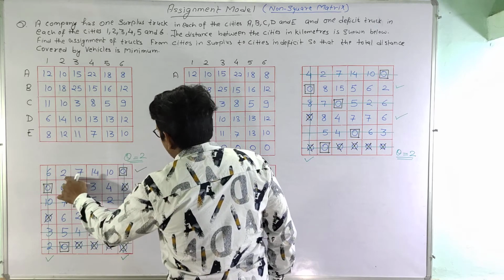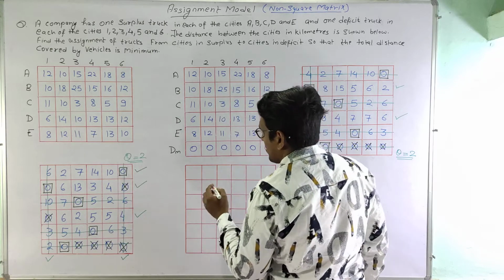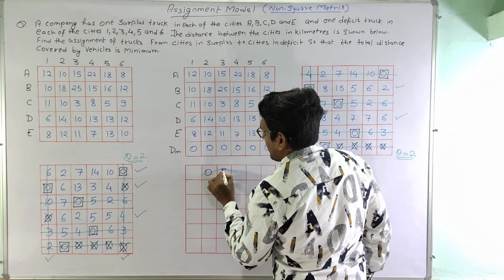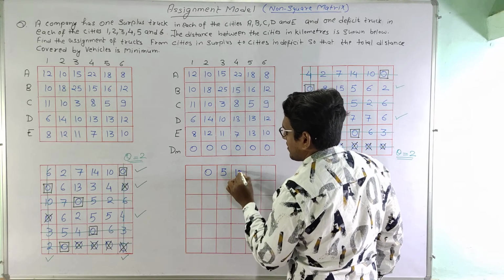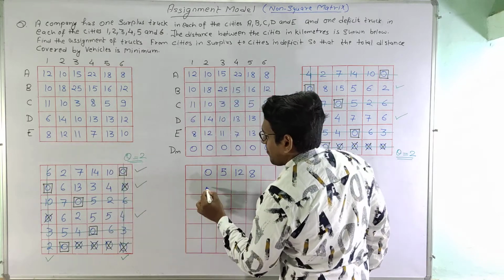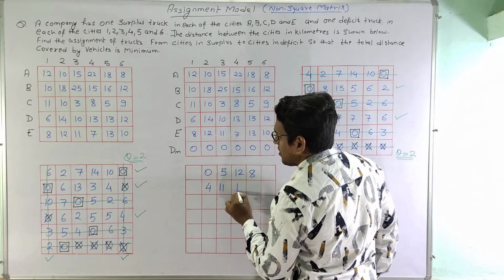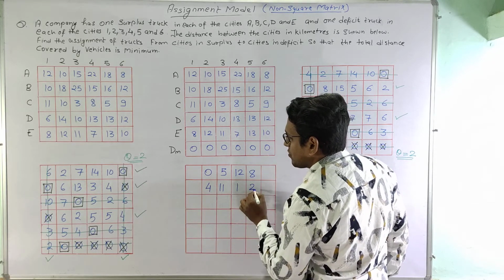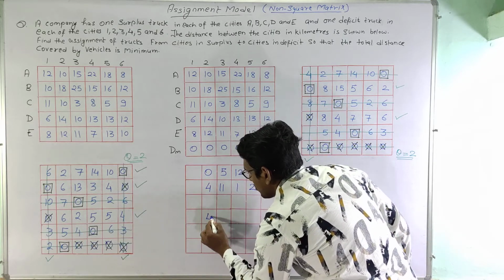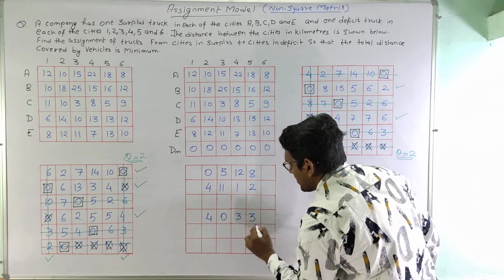So this is 2 and theta is 2, so 2 minus 2 is 0. Similarly 7 minus 2 is 5. 14 minus 2 is 12. 10 minus 2 is 8. 6 minus 2 is 4. 13 minus 2 is 11. 3 minus 2 is 1. 4 minus 2 is 2. Similarly here 6 minus 2 is 4. 2 minus 2 is 0. 5 minus 2 is 3. 5 minus 2 is 3.